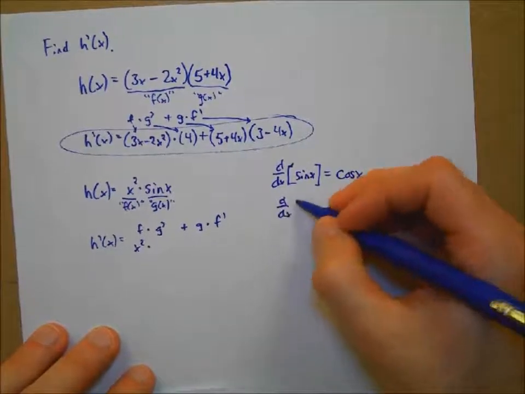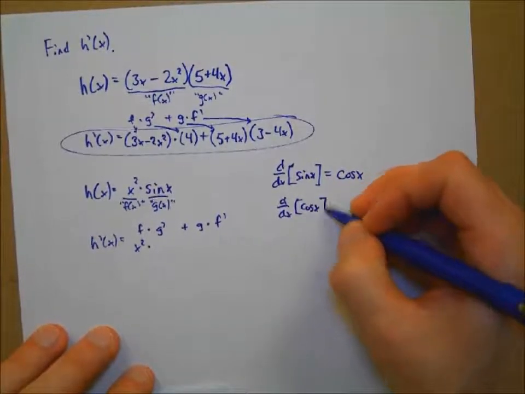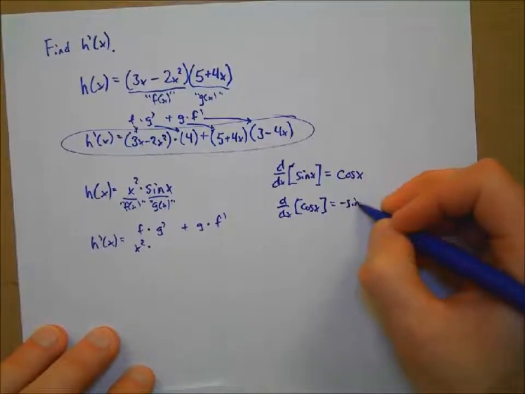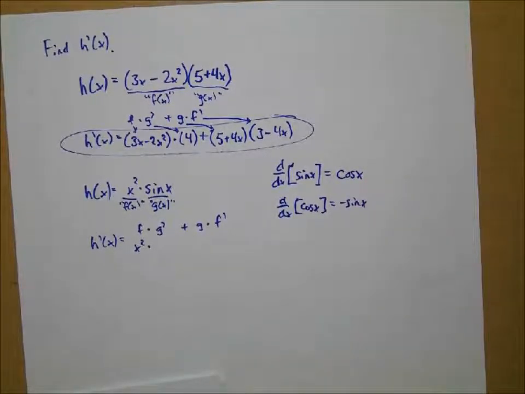Derivative of cosine? Close. Negative sine. And again, there's reasons for it. We don't have to worry about that right now. Okay, but just a little note right there. Derivative of sine is cosine, derivative of cosine is negative sine.